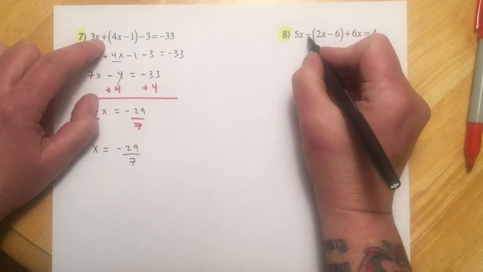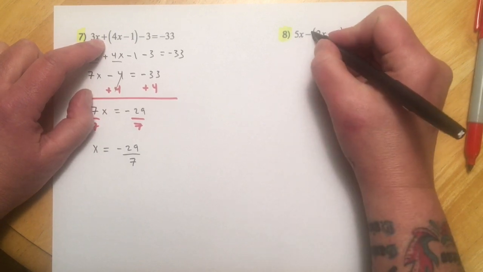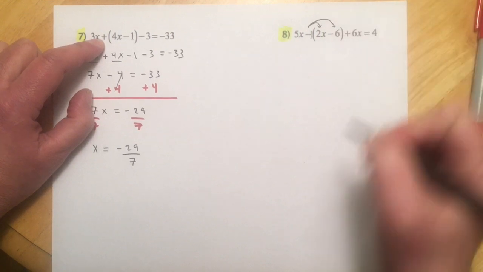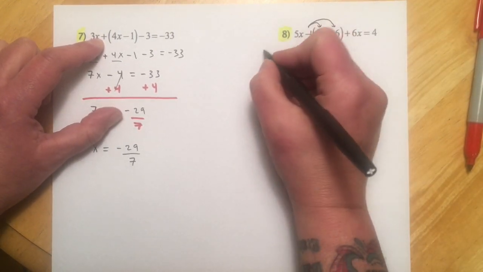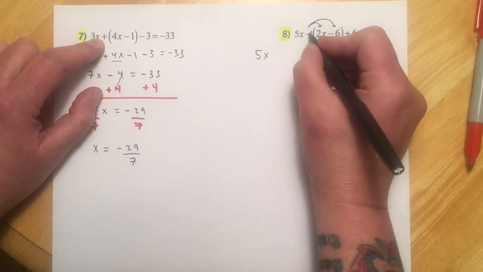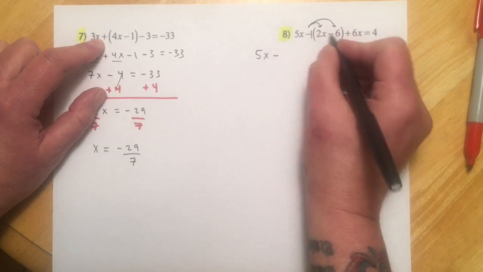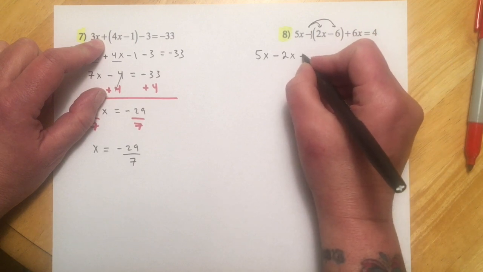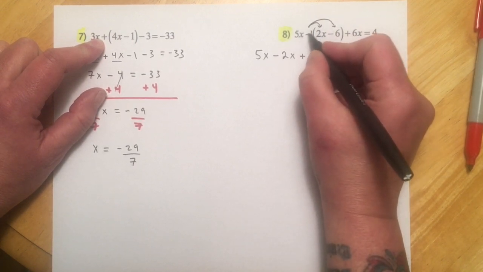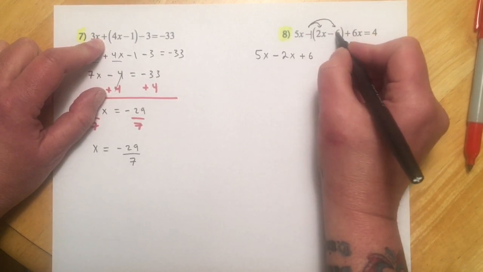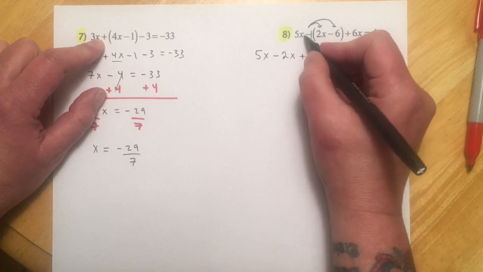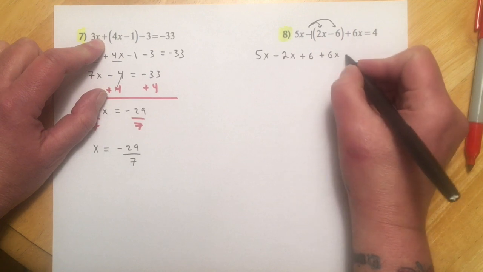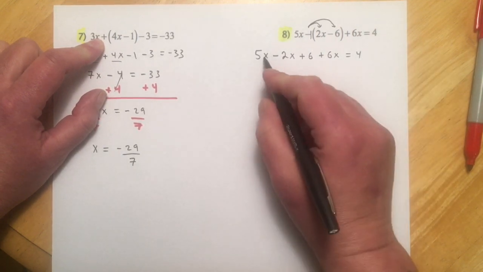So then number 8, this time the parentheses are doing something. So when it's a plus, we don't care. But with that minus, that's acting like a little -1 right there. So we're going to have to distribute that sign through the parentheses. So I'll start with my 5x. -1 times 2 is going to make -2x. -1 times -6 is going to make a +6. So notice this negative in front, it just changes the sign on everything in the parentheses. So you can just think of it as minus plus. And then that +6 on the end, 6x equals 4.